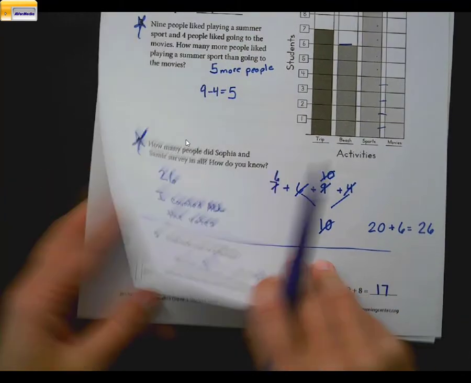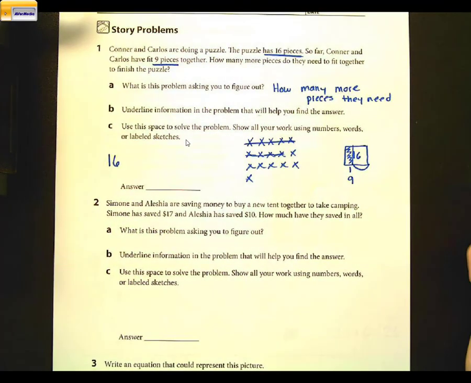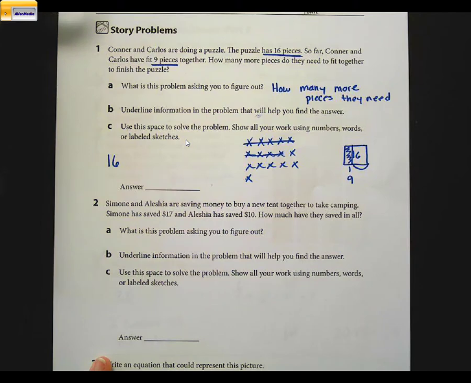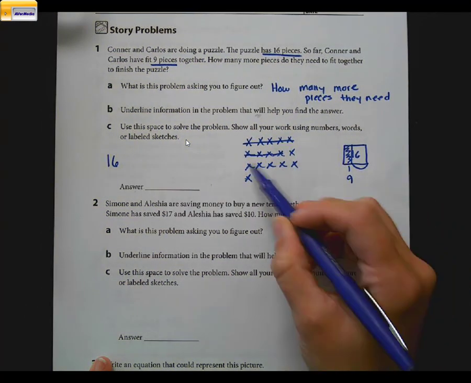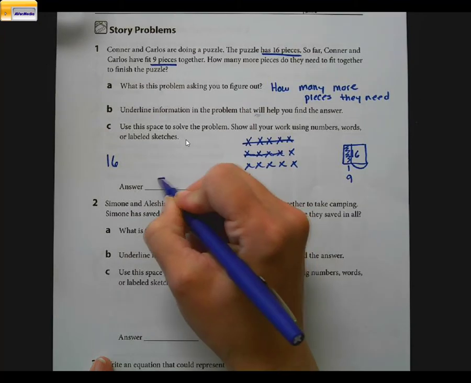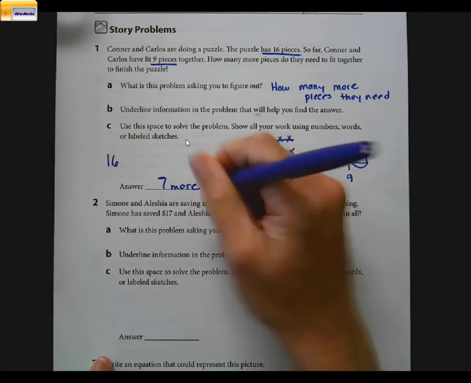You might need to take a break and shake those wiggles out, shake your brain out, get the dust off of it. You're ready to go. We've already done question number 1 together, and so the answer is, so they've used 9, 1, 2, so 5, 6, 7. So 7 more pieces. They're going to need 7 more pieces.